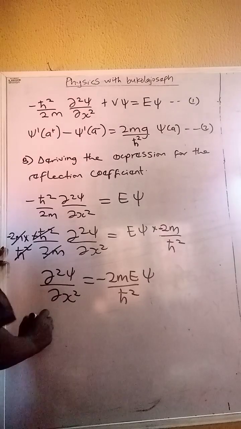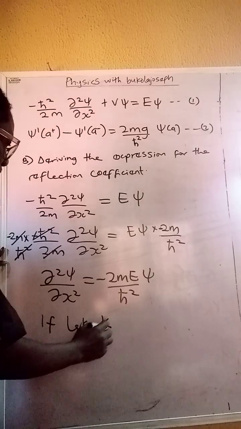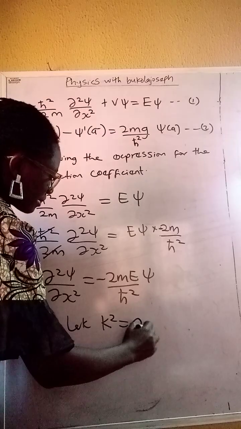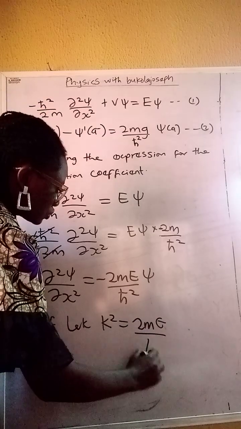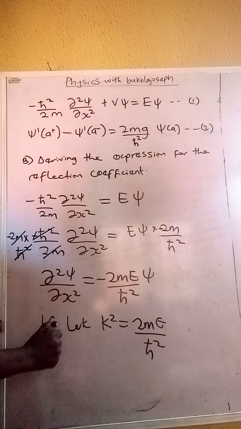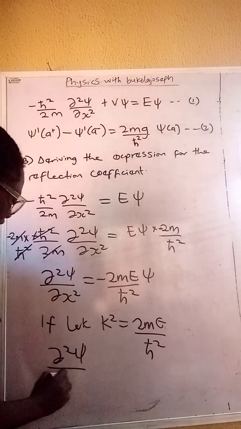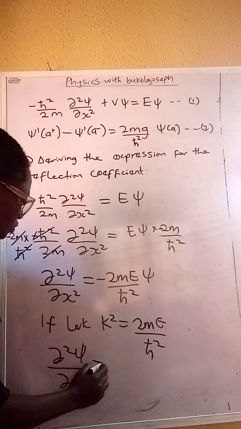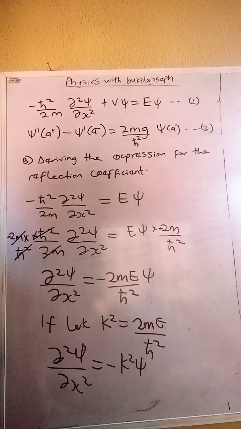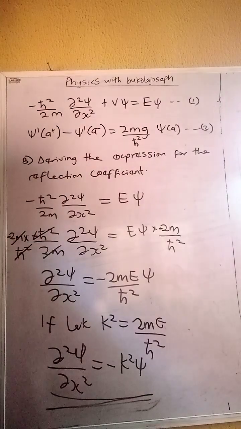Now if we let k squared be equal to 2mE over h cross squared, this will be substituted with k squared, and then we'll have d squared psi over dx squared equal to minus k squared psi.